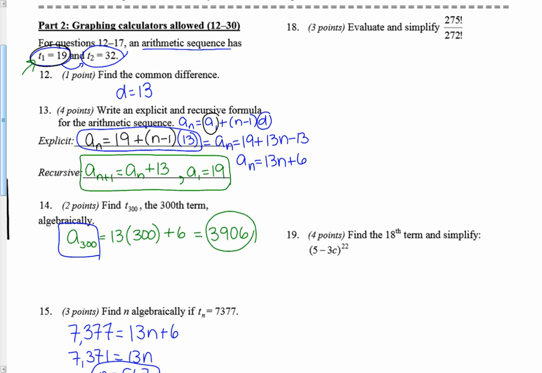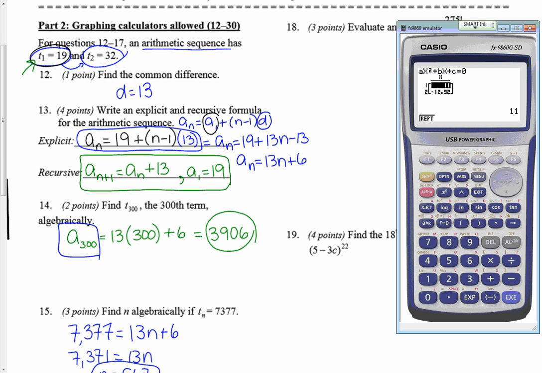All right, number 18 says to evaluate and simplify 275 factorial over 272 factorial. Most of you, your gut would say to go to your calculator and type in 275 factorial. Let me go back to the run menu here. 275 factorial. Oh, I need to get a factorial. To do that, I go to Option, and then I hit F6 for more options. I go over to Probability, and it's right there.